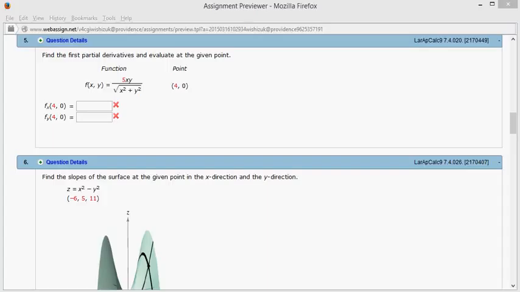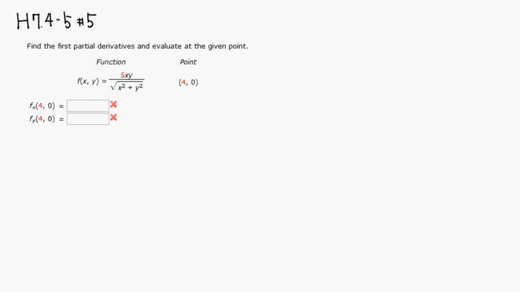Alright, let's look at homework 7.4, 7.5, problem number 5. Let's find the first partials and evaluate them at (4, 0). So we need to find the partial derivative of f with respect to x.